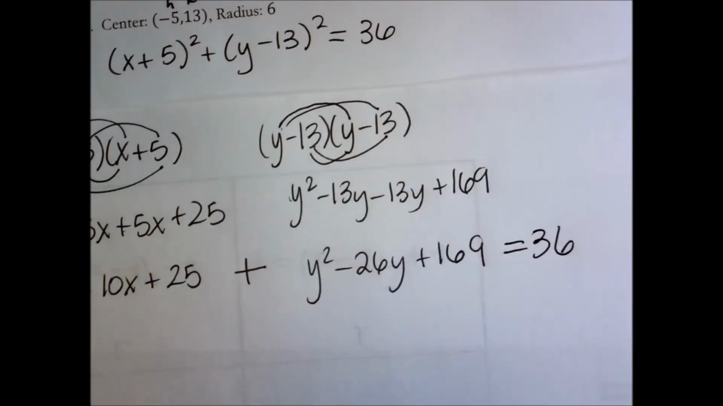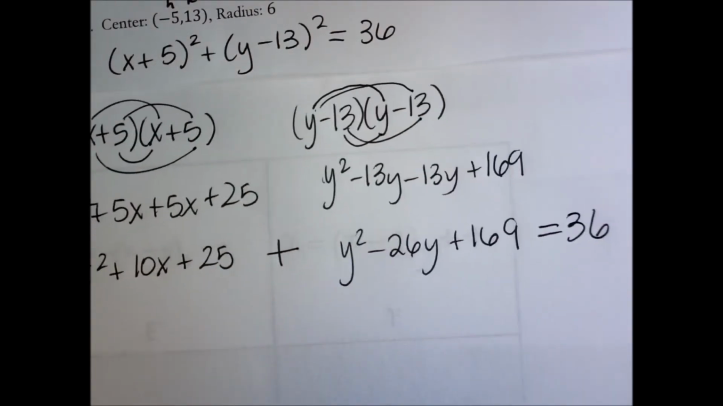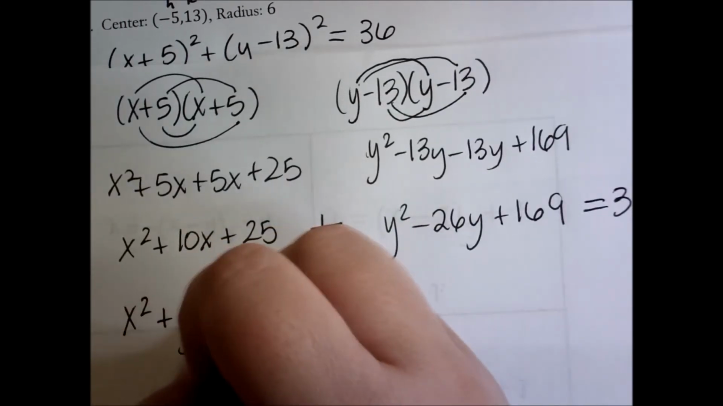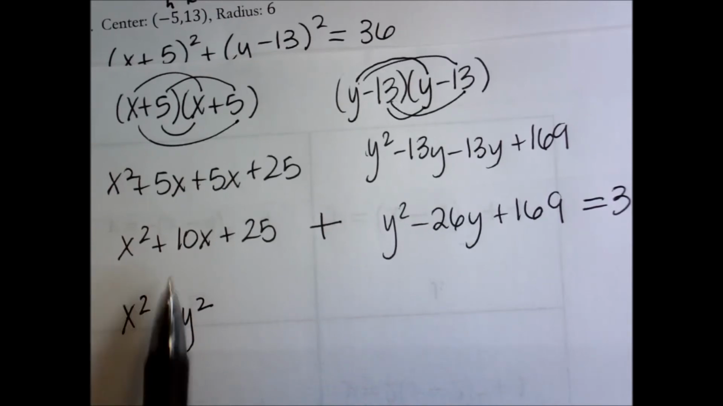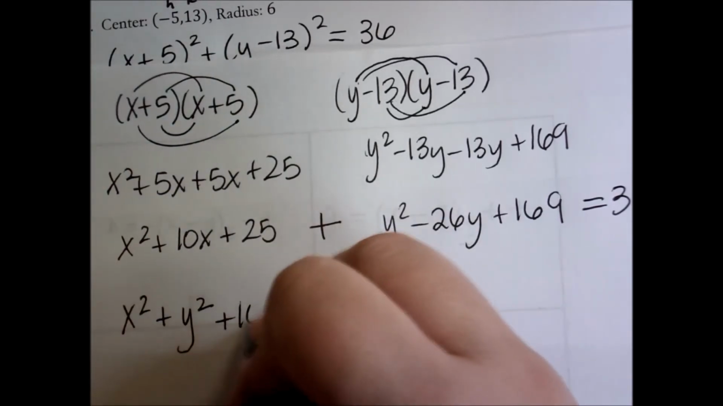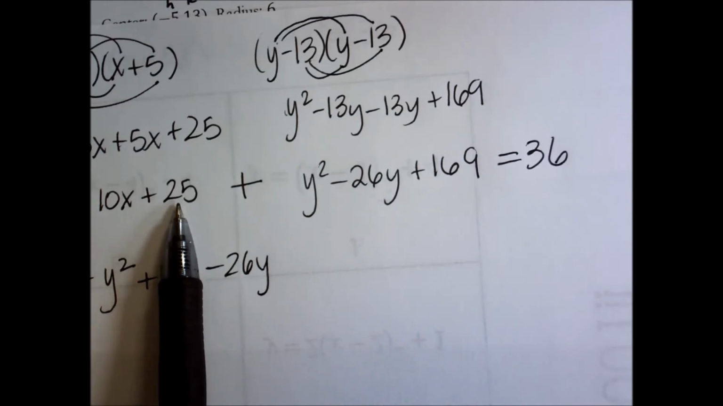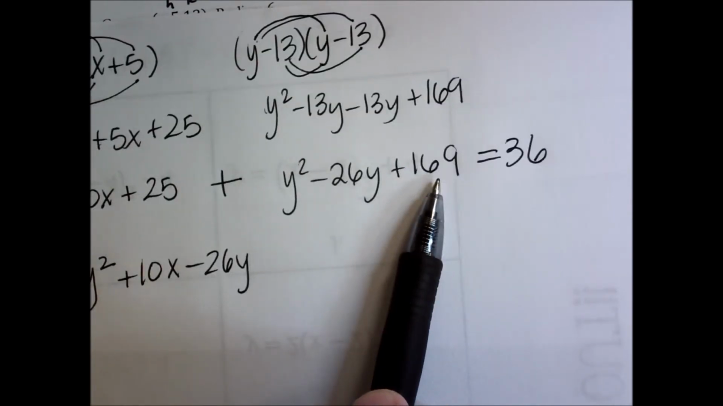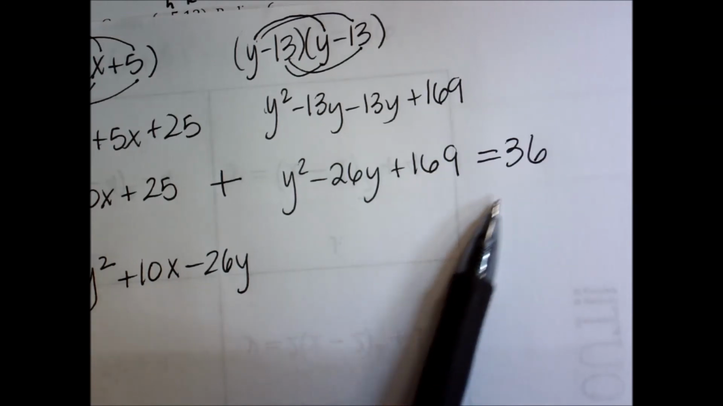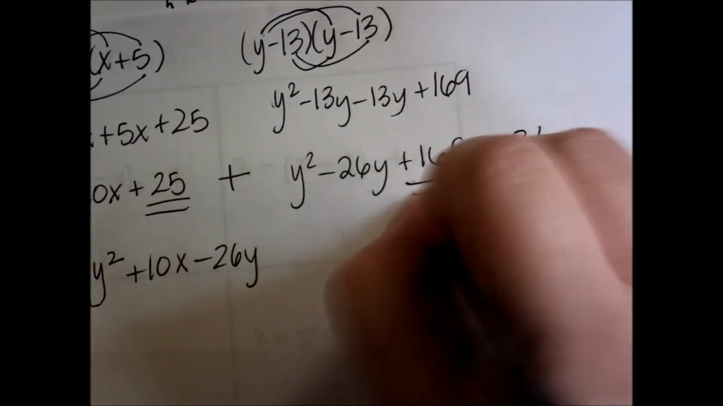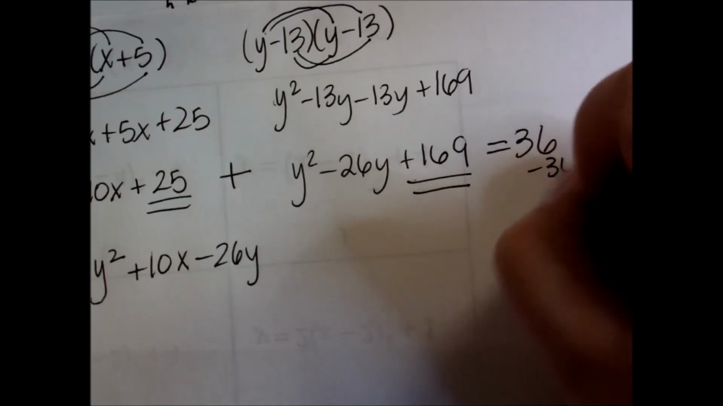So now all that's left is for me to rearrange it into the right order. We want my x squared first, and then my y squared. We want any x to the first terms, here's plus 10x, and then any y to the first terms, minus 26y. Then I have 25 and 169, which is 194. But I have to move this number over to make it equal 0. So I'm going to collect 25 plus 169 and then minus 36 on both sides.